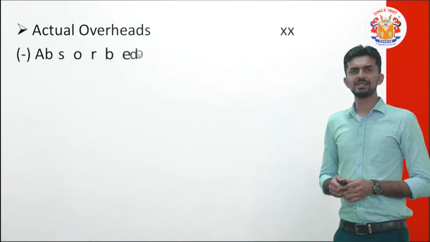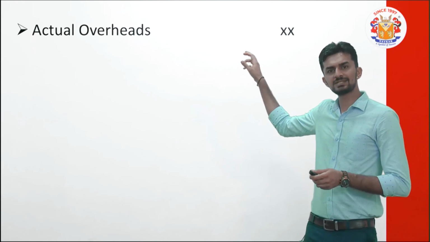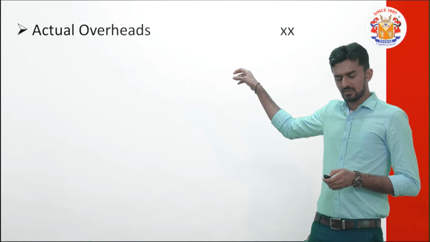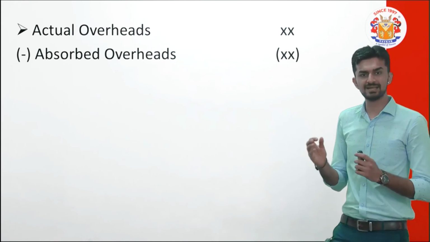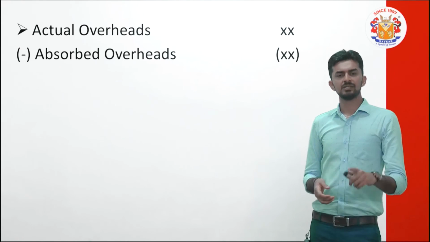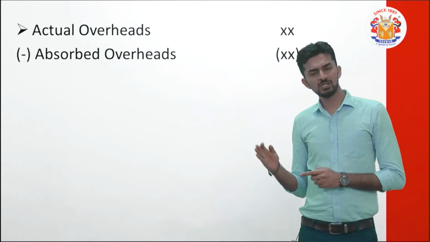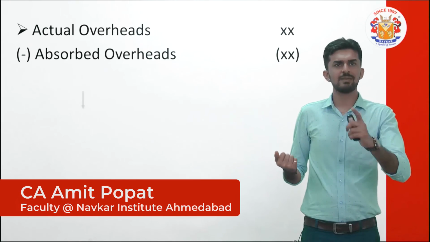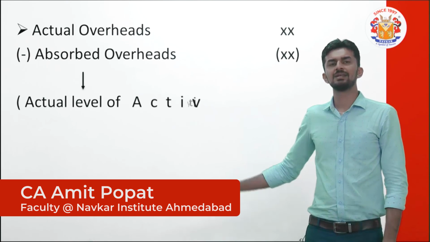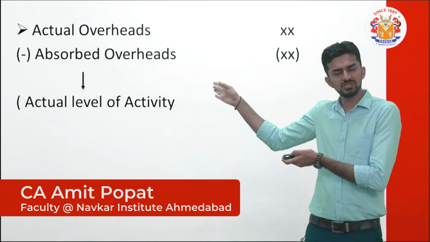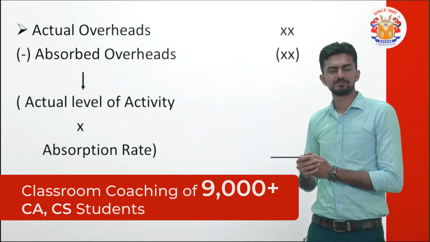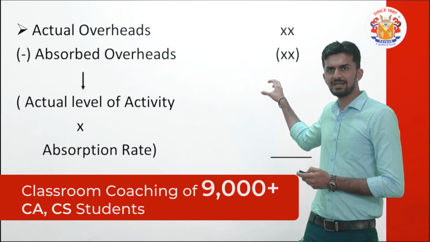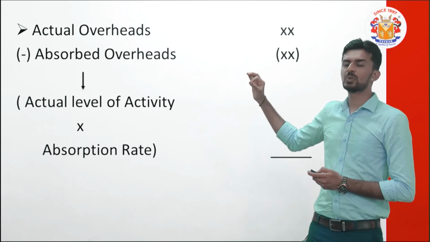Let's understand under absorption by a formula. You can say actual overheads, in this example it is 10 lakhs, minus absorbed overheads. How did we find absorbed in this particular example of ours? We said 9,000 units into 100, that's 9 lakhs. So absorbed overheads can be calculated as actual level of activity, that is 9,000 in our example, multiplied by absorption rate, that's 100. So 10 lakhs minus 9 lakhs in my example, that's 1 lakh.